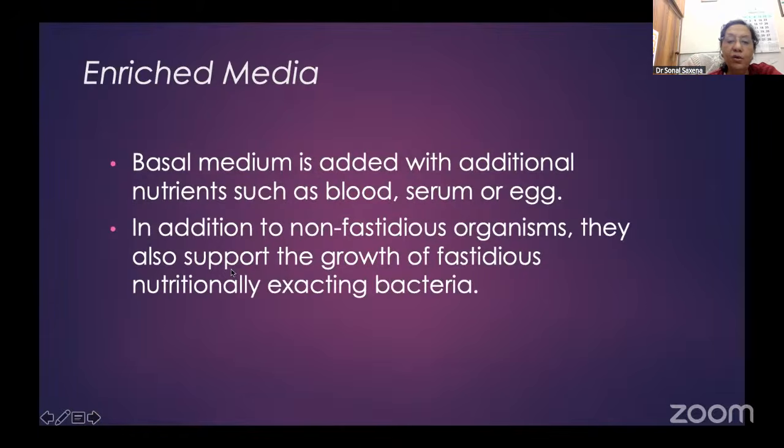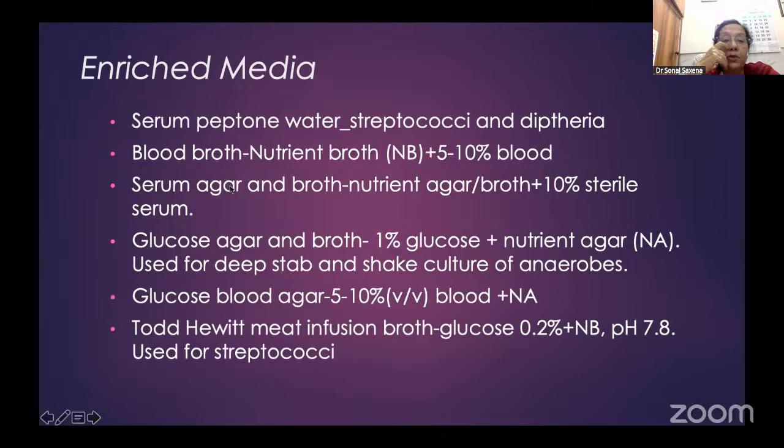Now, enriched media we have all deliberated quite often. Remember, when you add egg to any media, it becomes enriched. It also acts to absorb the toxins which are released, the toxic fatty acids. More than providing nutrition, it basically absorbs the toxins, and that is where the role of egg comes in. So you can have serum peptone water, blood broth, serum agar and broth, glucose agar and broth, and Todd Hewitt meat infusion broth for streptococci.